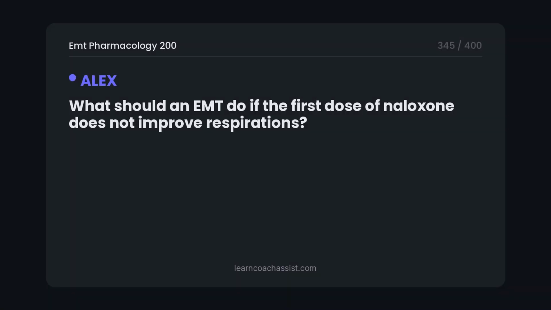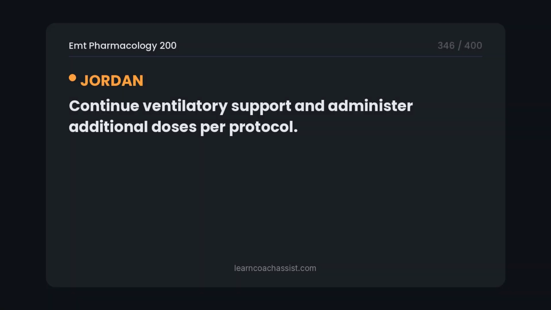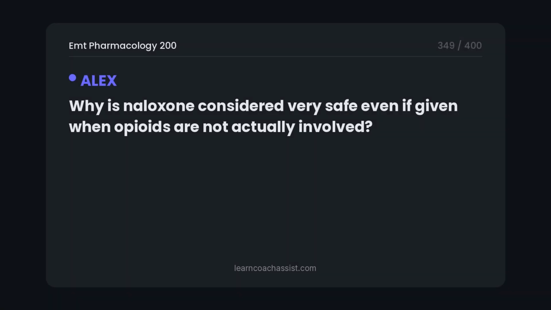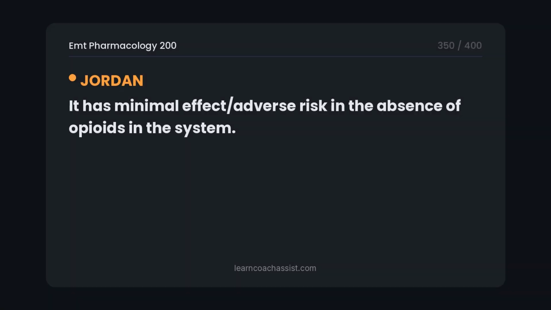What should an EMT do if the first dose of naloxone does not improve respirations? Continue ventilatory support and administer additional doses per protocol. What class of drug is naloxone? Opioid antagonist. Why is naloxone considered very safe even if given when opioids are not actually involved? It has minimal effect/adverse risk in the absence of opioids in the system.